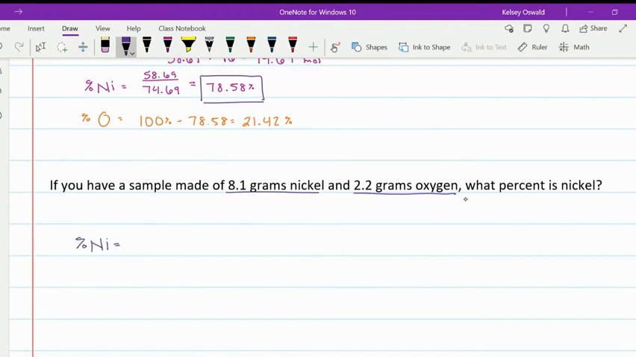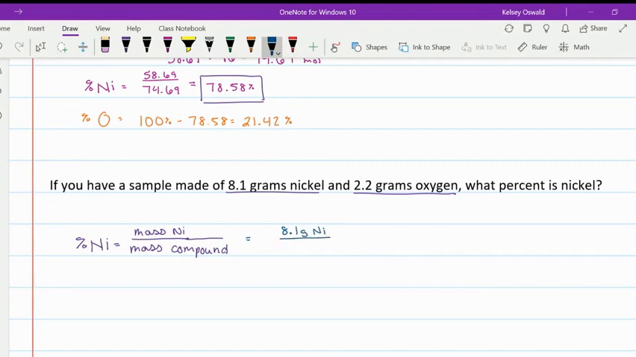Remember, when we do percent, we're going to do our part, or the mass of just the nickel, divided by our whole, or the mass of our compound. This one is actually kind of nice and easy because they give us those masses experimentally. Here, we know what we have in front of us, so we don't need to check the periodic table. So we know our mass of nickel is 8.1 grams.